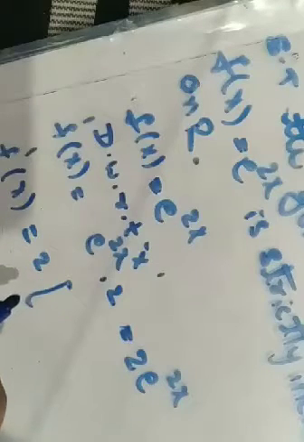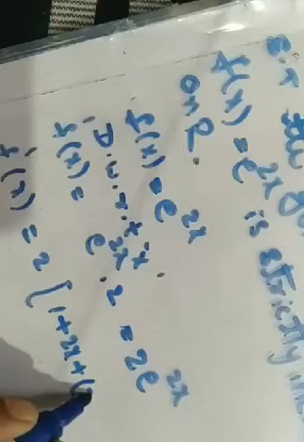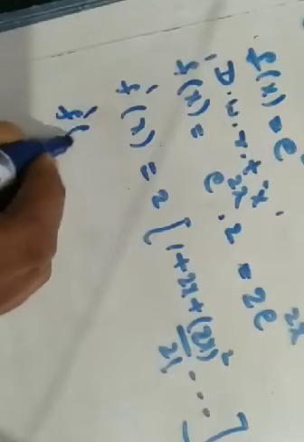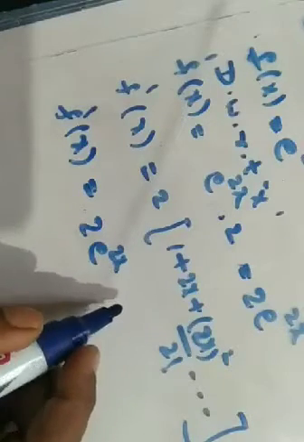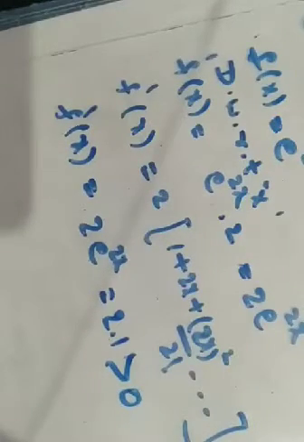So f dash of x is equal to 2 into, what do you mean by e raised to x? The expansion of e raised to x will be 1 plus 2x plus 2x whole square divided by 2 factorial and so on. So it means something always. So the value of e raised will be always 1 point something. So it will be approximately 2 point something. So 2e raised to 2x will be approximately 2.1, which is always greater than 0.